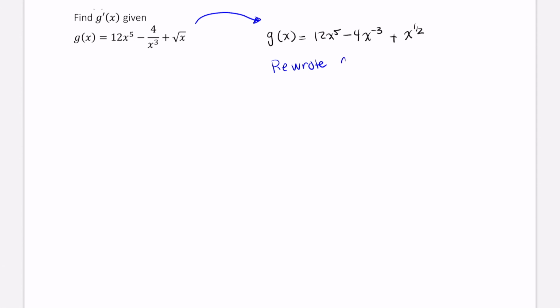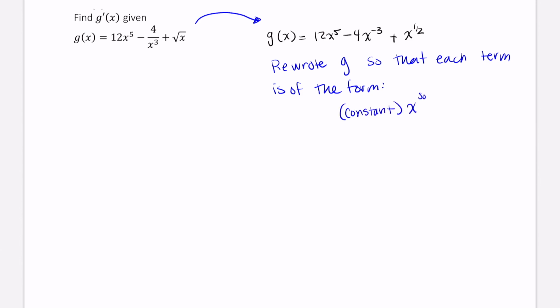Let's make a note of what we did from here to here. Rewrote g so that each term is of the form constant times x to some power. All right, now let's look at g prime of x.